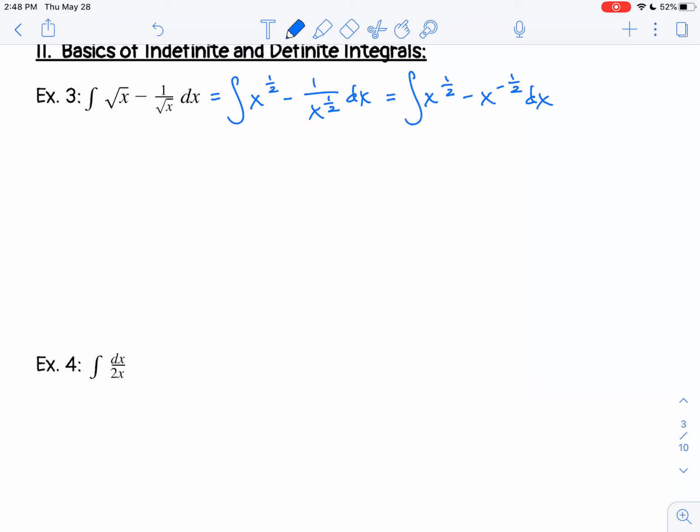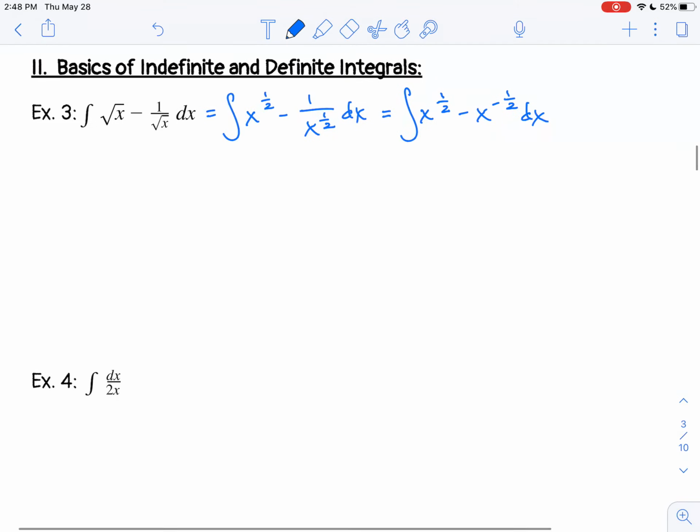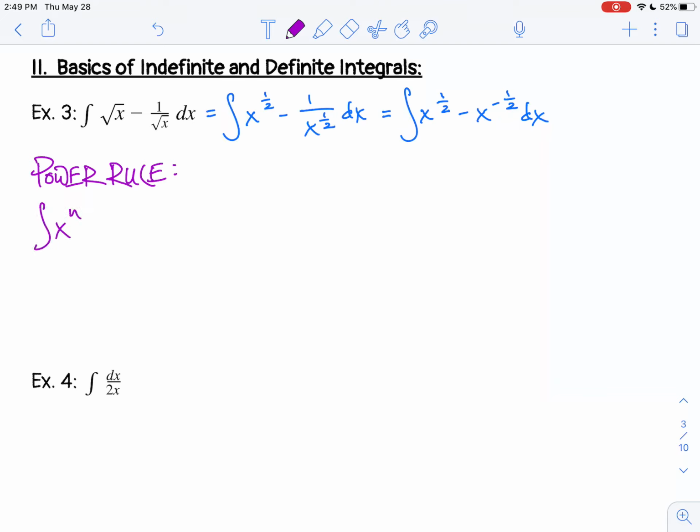Okay, so now that we have this rewritten in powers, we can go ahead and use our power rule. Let's write this down over here. The power rule for integrals says that if we integrate x to some power, we'll call that power n, the formula we can use is 1 over n plus 1, x to the n plus 1, and if it is an indefinite integral, we need to have that plus c at the end.